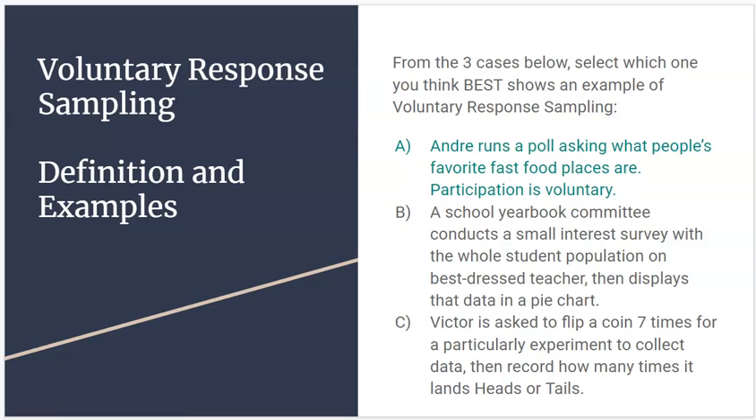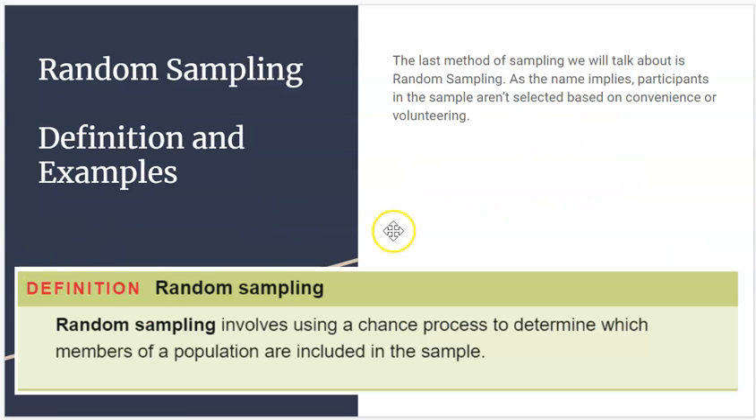All right, and the third and final sampling method is random sampling. As the name implies, this is where the participants in your sample, your individuals, aren't really selected based on convenience or volunteering. Rather, they are chosen at random. Okay, chance process. Very important word.